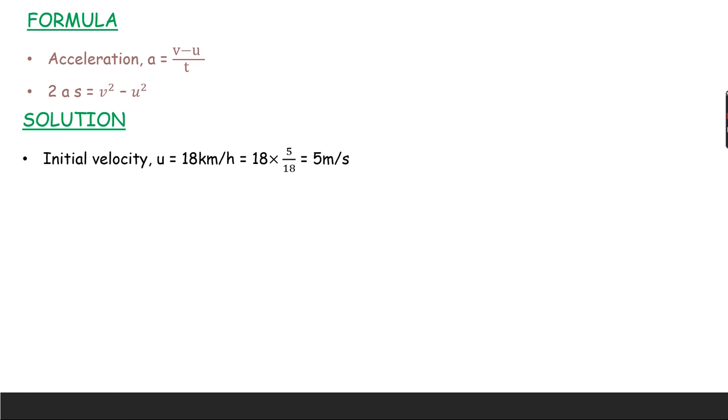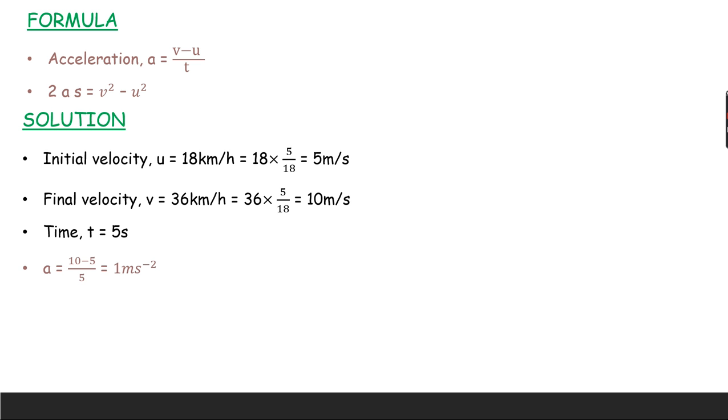We have the initial velocity and we are going to convert that kilometer per hour to meter per second. So just multiply by 5 by 18. So similarly for the final velocity I get it as 10 meter per second. So in time t is equal to 5 seconds and the acceleration is 1 meter per second square.